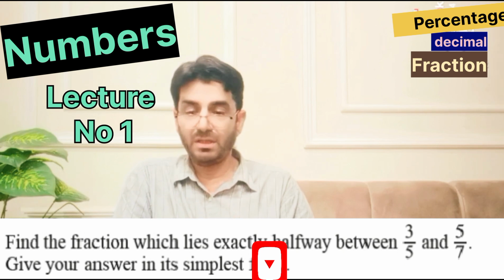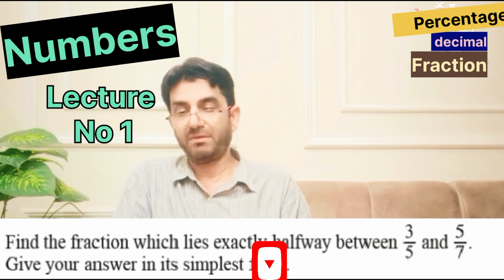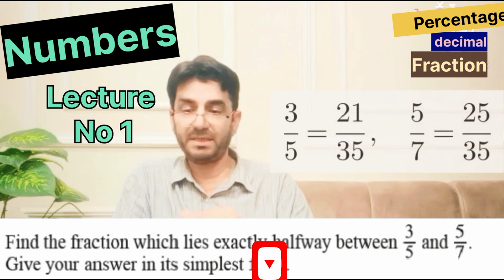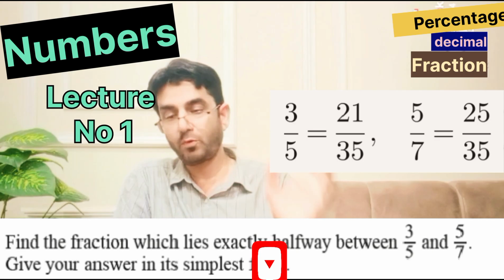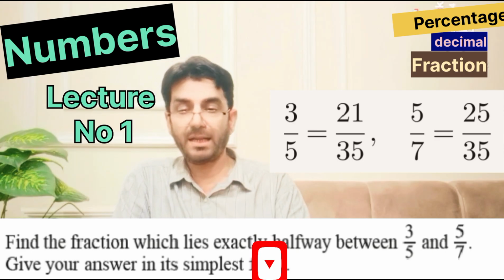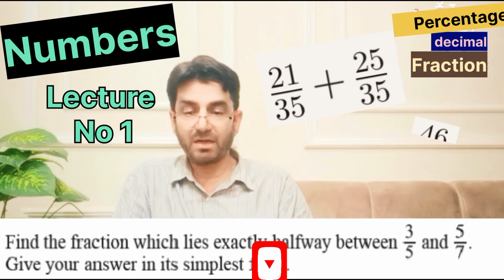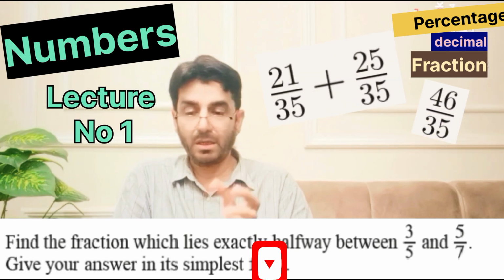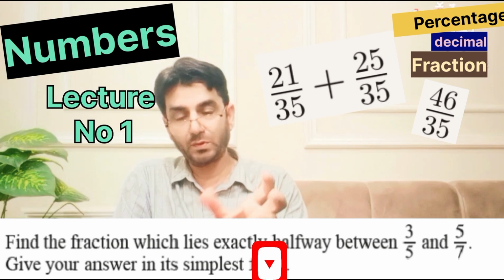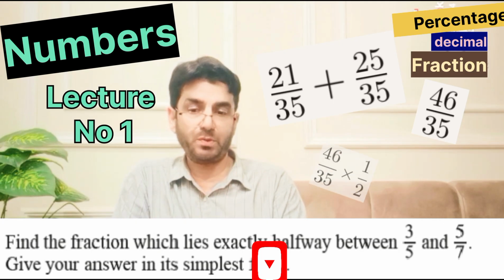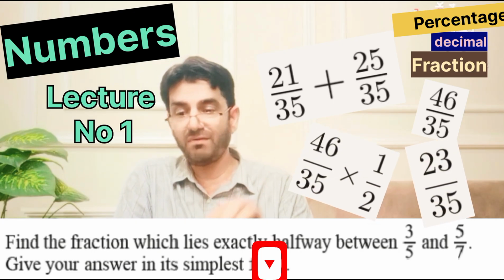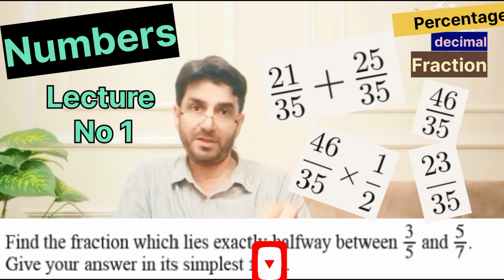3 by 5 plus 5 by 7. So 35 is the LCM. Multiply 7 by 7. First one becomes 21 by 35. Another, multiply 5 over 5. It will become 25 by 35. Add both. So we shall get 46 over 35. Now we have to find the middle number. So multiply by 1 by 2. So 23 by 35 is the exact middle number between these two.